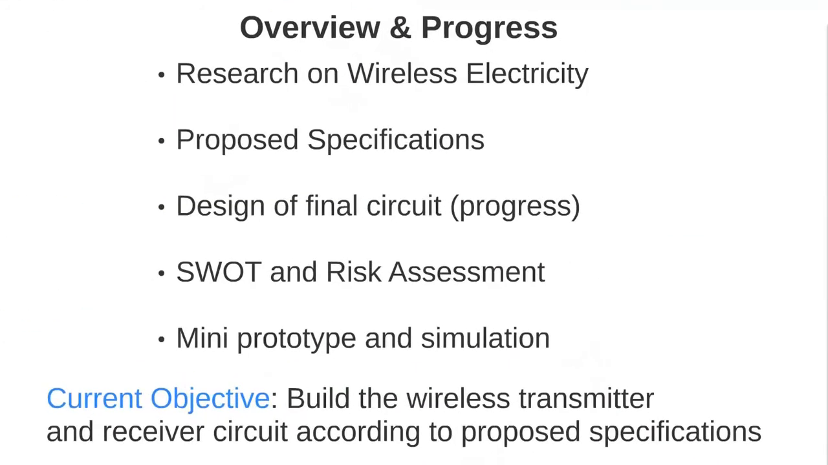Now, to recap what we did for the semester, we did research in wireless electricity. We proposed specifications for the project, and then we did the design of the final circuit, which is also in progress. Then we did SWOT and risk assessment, and finally the mini prototype and the simulation. Our current objective is to build a wireless transmitter and receiver circuit according to proposed specifications.